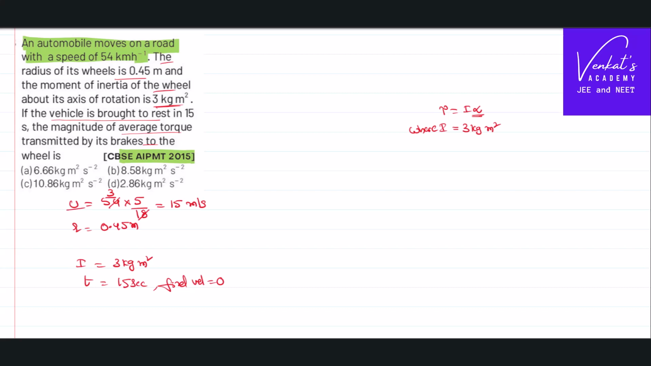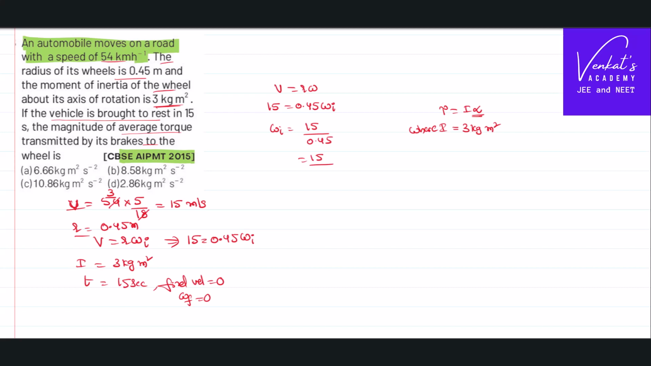As I know V and R, I can use the relation V equal to R omega, where I can say omega final equal to 0. So using that, V is 15, R is 0.45 and omega is the initial angular velocity. V is 54 km per hour converted into meter per second is 15. Radius is given as 0.45. So initial angular velocity is 15 by 0.45.